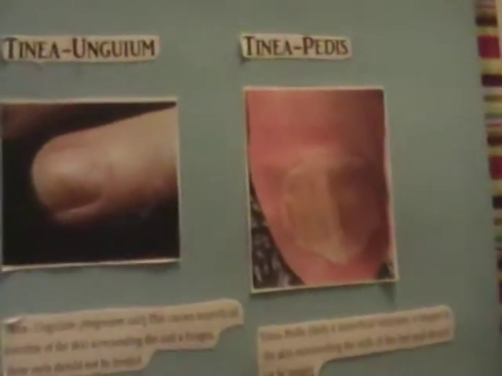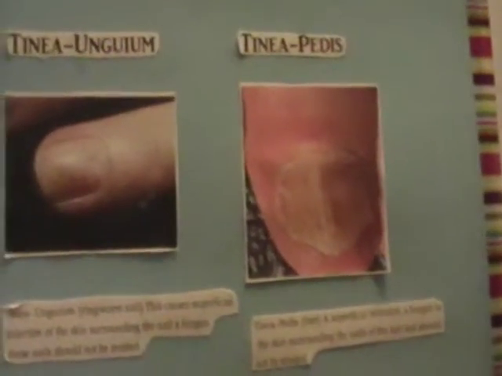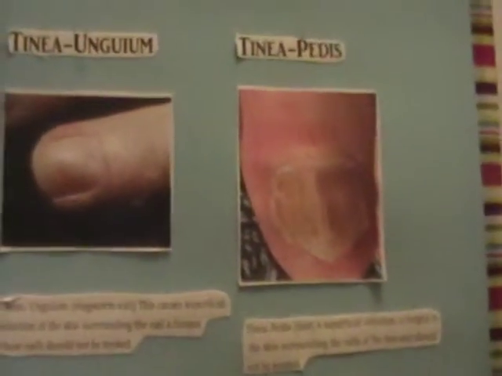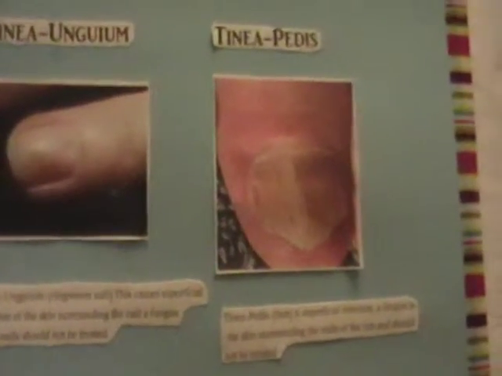Down here we have tinea unguium, which is ringworm of the nail. This causes superficial infection of the skin surrounding the nail, is a fungus, and should not be treated.